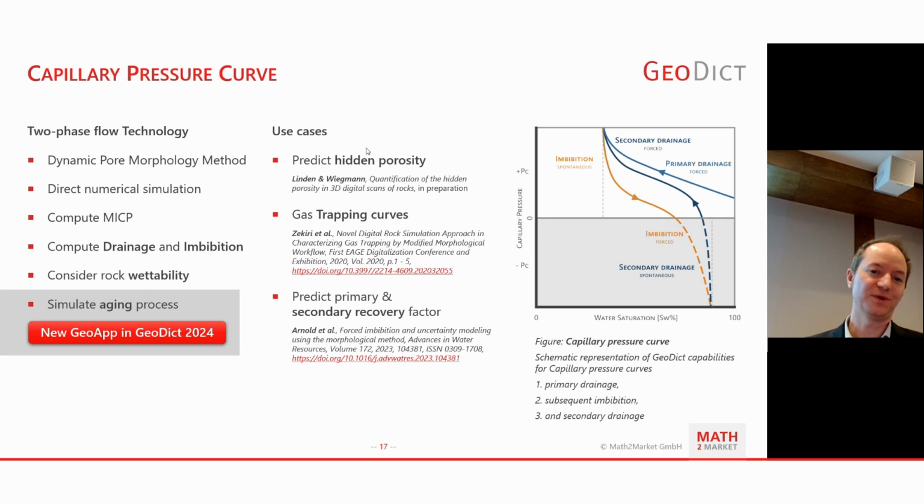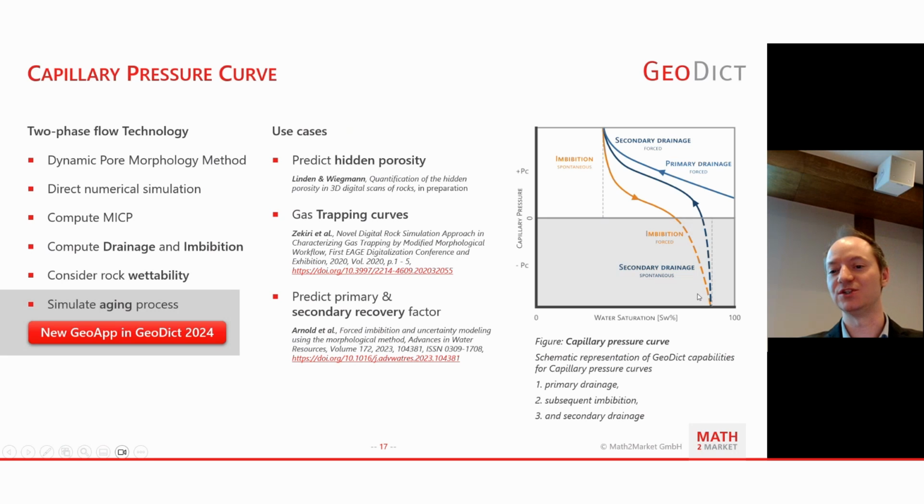So what do we have? You can predict the hidden porosity by computing the Thomeer fit in an MICP setup. You can compute gas trapping curves with GeoDict. There's also a nice publication from the OMV. And basically, you can predict the primary and the secondary recovery factor, which brings me to this scheme here on the right-hand side showing the capillary pressure curve. So at first the primary drainage, then the spontaneous imbibition, which is more or less the point for the primary recovery factor, looking at this pore scale system. And doing the forced imbibition part here, you can predict the secondary recovery factor in a water flooding scheme.